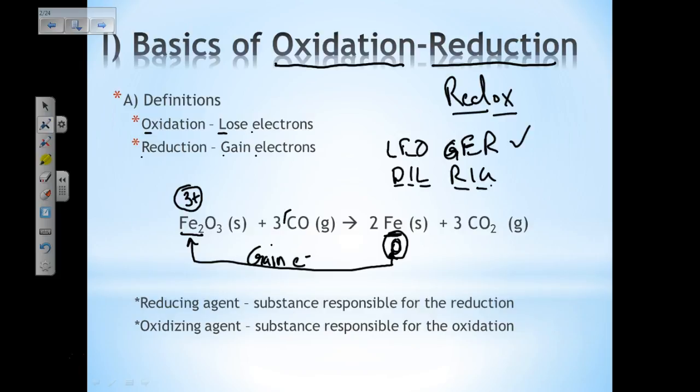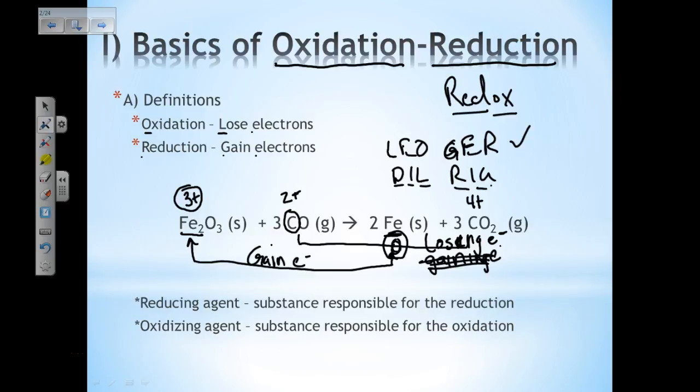Now if we look at carbon, carbon has a charge in this molecule of 2+, and here it has a charge of 4+. To go from 2+ to 4+, this is gaining electrons. I'm sorry, it's not gaining. This is losing electrons. See how confusing it can be? It's gaining charge but losing electrons. So if it's losing electrons, it's oxidation. So carbon is being oxidized, and iron is being reduced.